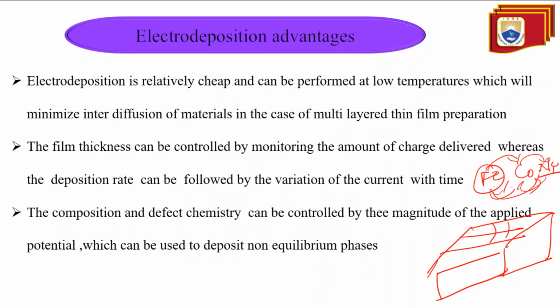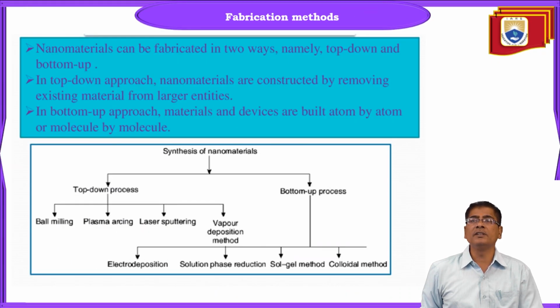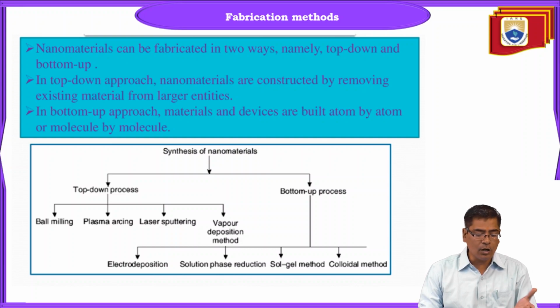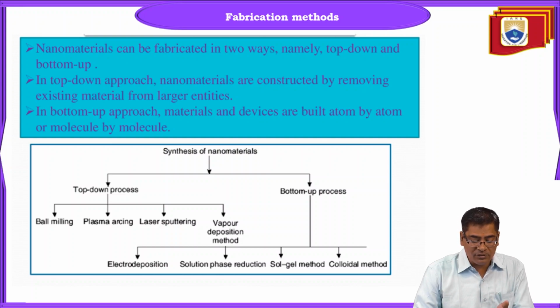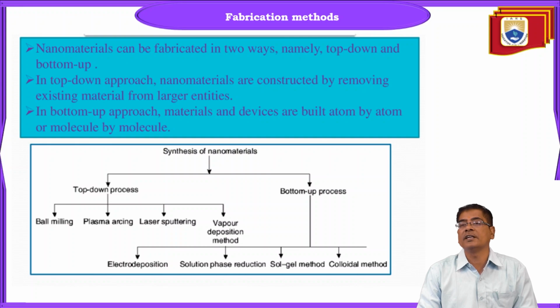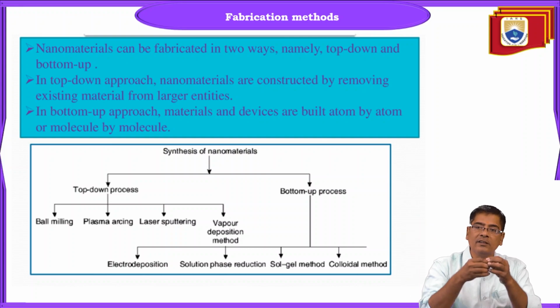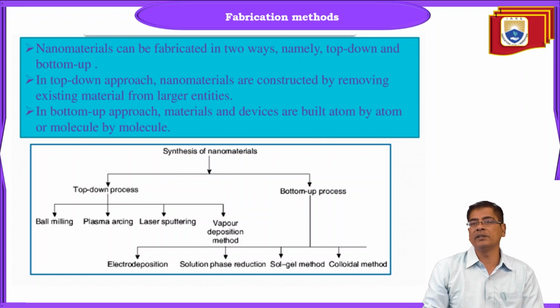So in this lecture, we have seen the deposition, and in the next coming lectures, we'll see the top-down process. Just a summary of this: as you have seen in the fabrication methods of nanotechnology, in the synthesis of nanomaterials we have two processes, the top-down process and the bottom-up process. In the bottom-up process, up to today's lecture, we were seeing the colloidal methods, the solution method, solution phase reduction methods, and the electrodeposition method. We saw what the colloidal method is, what the solution gel method is, and how particles can be synthesized using solution methods in our previous lecture.